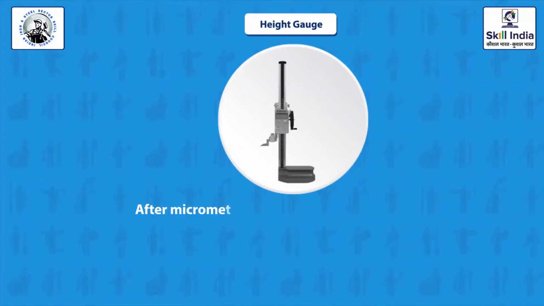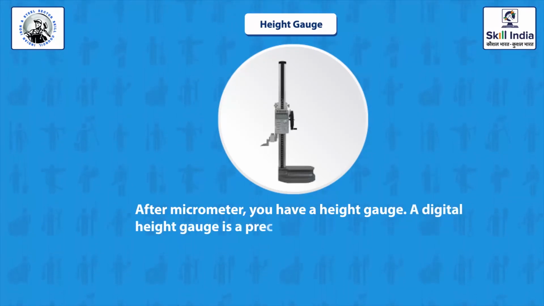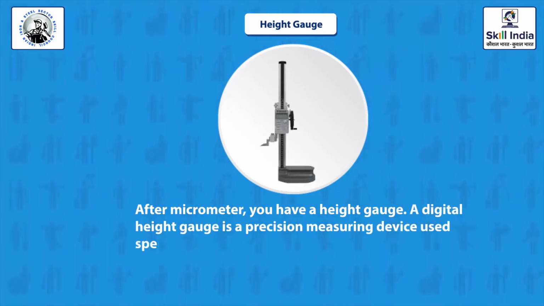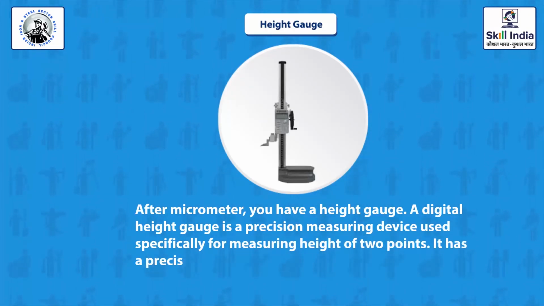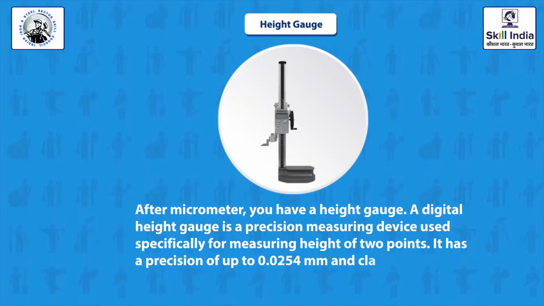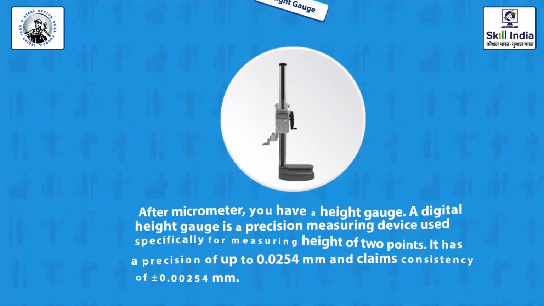After micrometer, you have a height gauge. A digital height gauge is a precision measuring device used specifically for measuring height of 2 points. It has a precision of up to 0.0254 mm and claims consistency of plus minus 0.00254 mm.